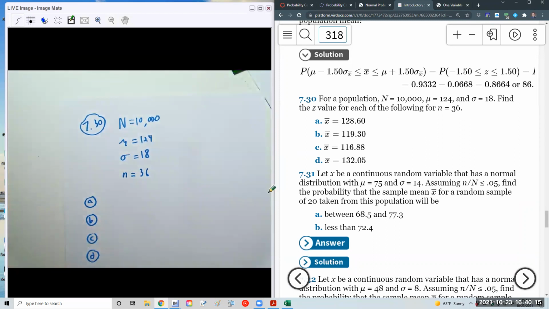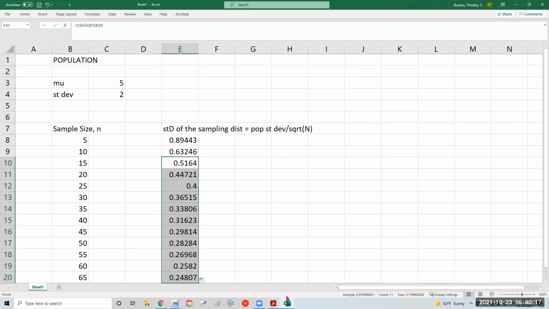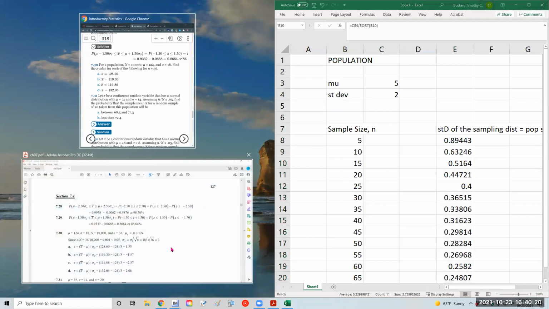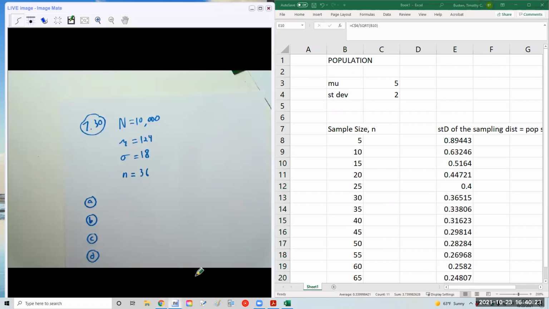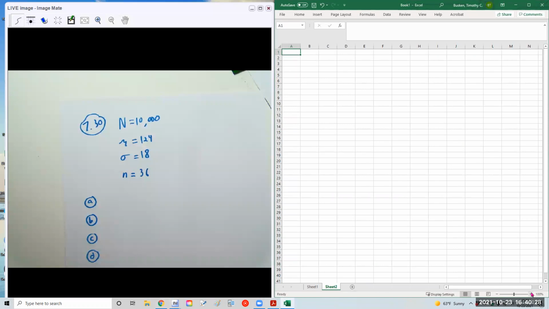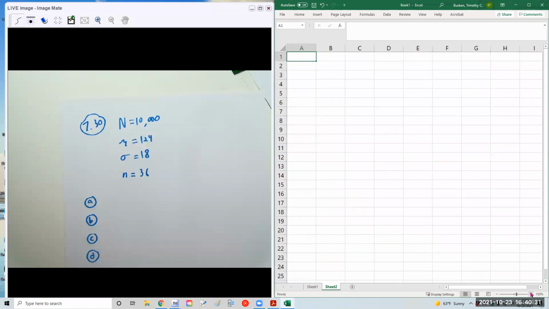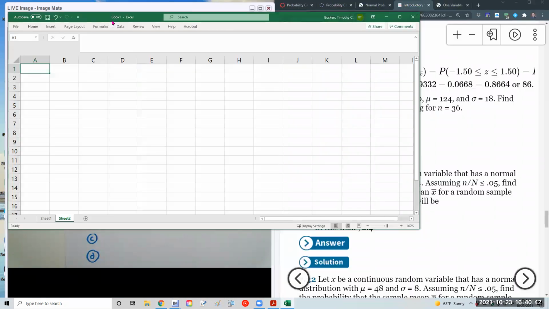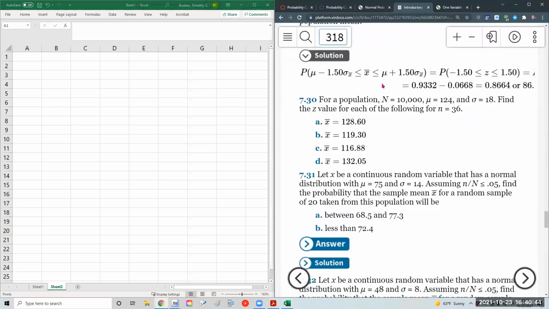Let's open that up. And let me get another sheet here. And I'm going to need the book. Slide this over then. There we go. Okay, so I'm going to write in the values here. Let's see here.